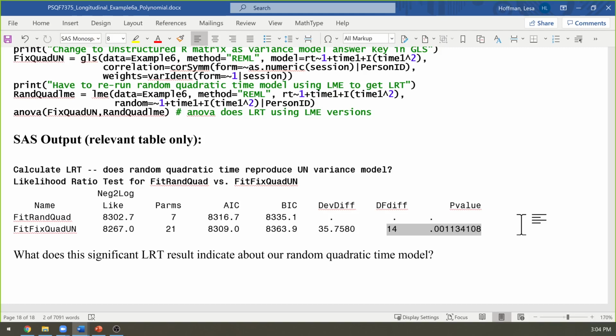This is directly parallel to the chi-square test of model fit in SEM. They don't match. That's what I just found out. What my random quadratic model said the variances and covariances should look like, the pattern that it predicted, does not accurately reflect the pattern from the unstructured model, which is the data. So swing and a miss on both sides with the quadratic model with respect to fitting these data.